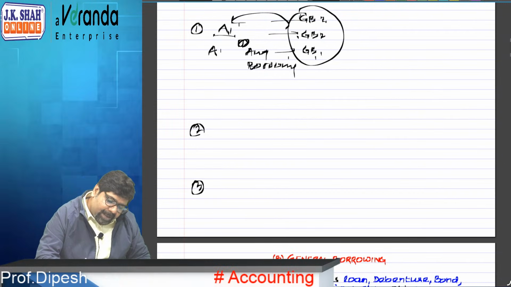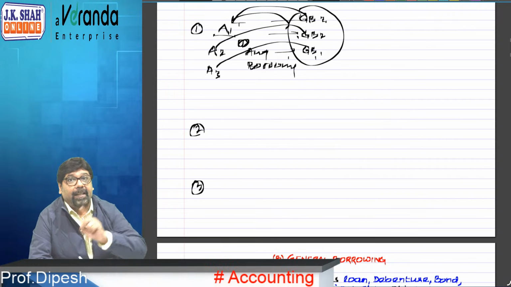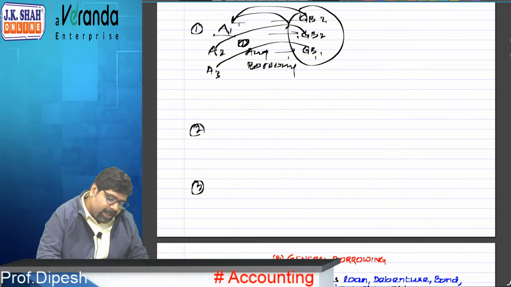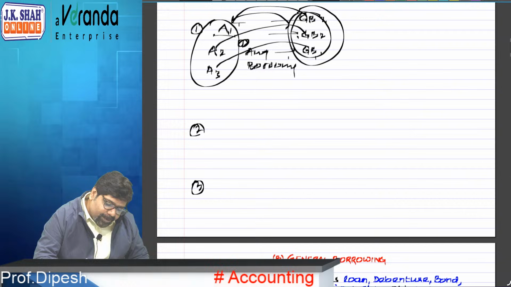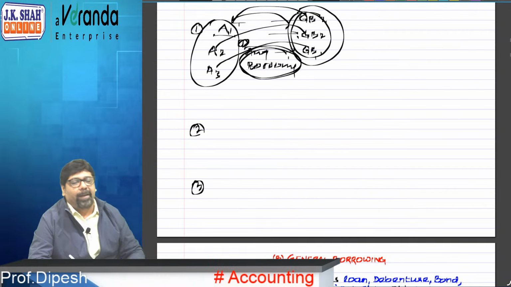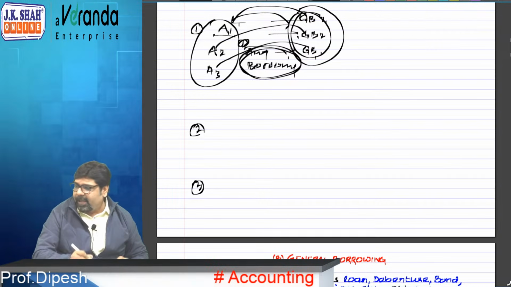Even if there were 3 assets, you cannot say that this loan is with this asset, unless it is specific. It is general borrowing. That means all the 3 loans are for all the 3 assets. And you calculate interest on the basis of the average rate. Fair enough?